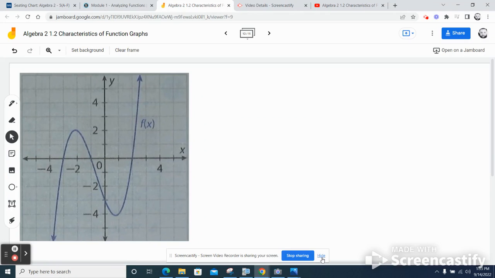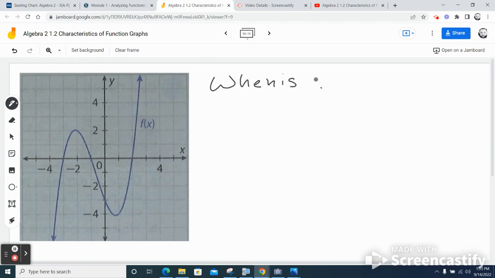All right, so for problem number 9, same graph, but it says, what are the intervals where the function's values are negative? Okay, so what they want to know is, I'm going to write this in student language. It says, when is f of x, students probably wouldn't say f of x, but when is f of x negative?